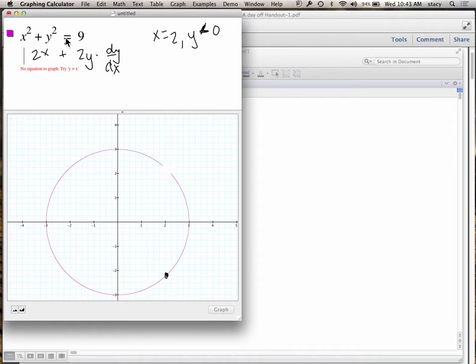A way that you could think about that is the rate of change of stuff to the second power is 2 times the stuff to the first times the derivative of the stuff. This is the chain rule. And the rate of change of a constant is 0. So if we solve for dy/dx, we get negative x over y.